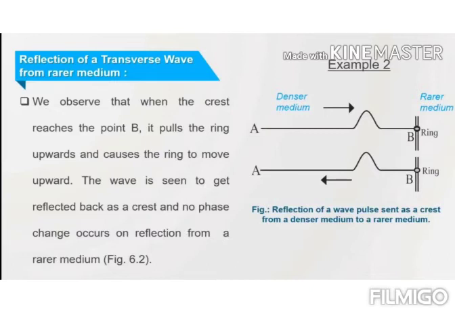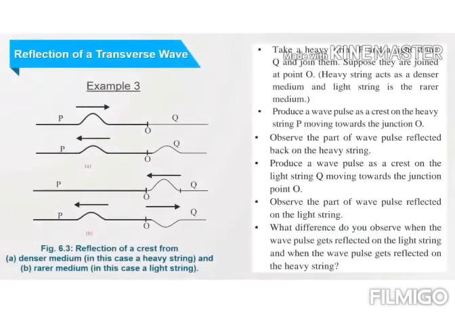and no phase change occurs on the reflection from a rarer medium. In order to understand example 3, take a heavy string P and a light string Q and join them. Suppose they are joined at point O. Here, the heavy string acts as a denser medium while the light string acts as a rarer medium. Produce a wave pulse as a crest on the heavy string P moving towards the junction O.